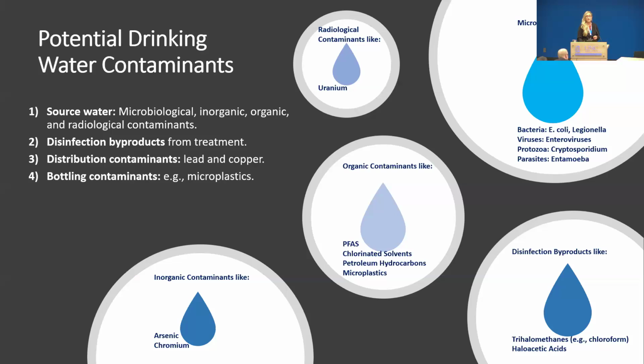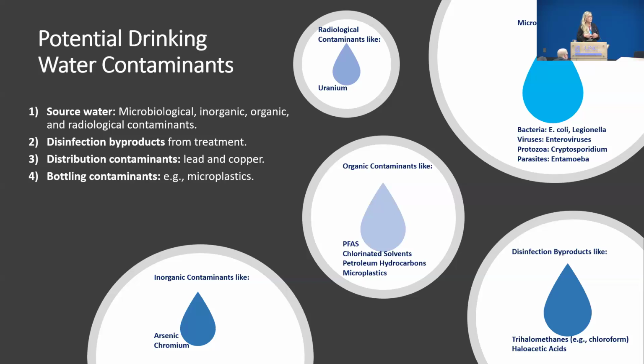So the potential drinking water contaminants that we do find in our drinking water run the gamut from source water contaminants, including microbiological ones that Heather's going to be discussing, inorganic contaminants such as lead and arsenic, Michael's going to be discussing, organic contaminants such as PFAS, which Detlef will be discussing, and radiological contaminants such as uranium. The disinfection byproducts from treatment can also include things like chloroform, organics, or even aluminum from coagulation, and then distribution contaminants being lead and copper.